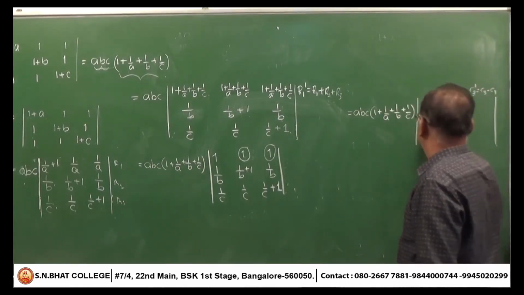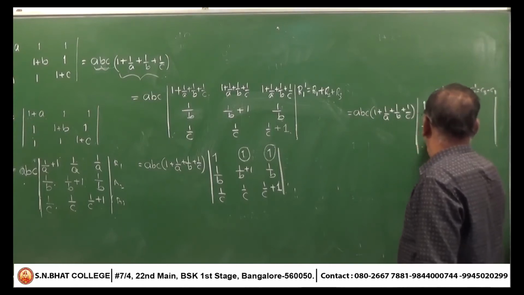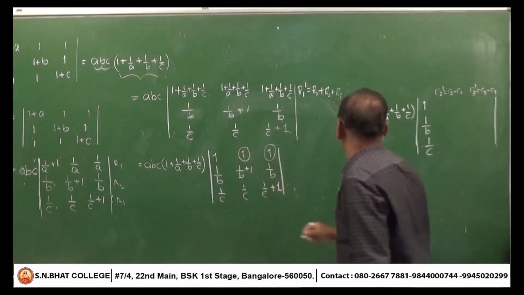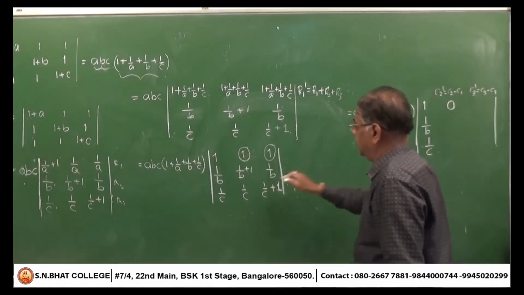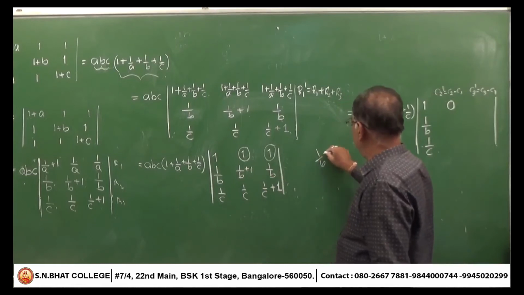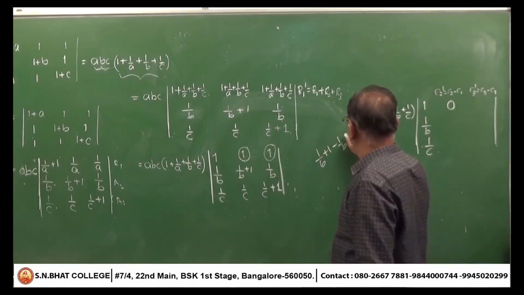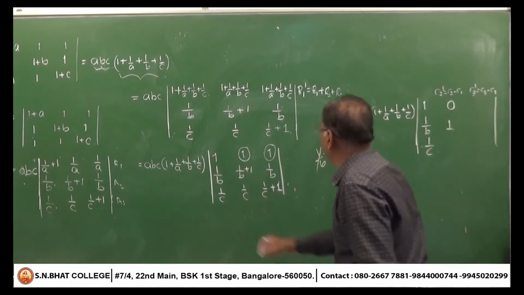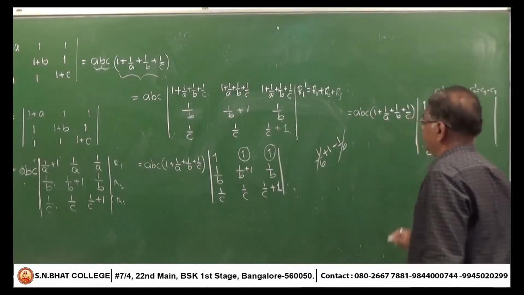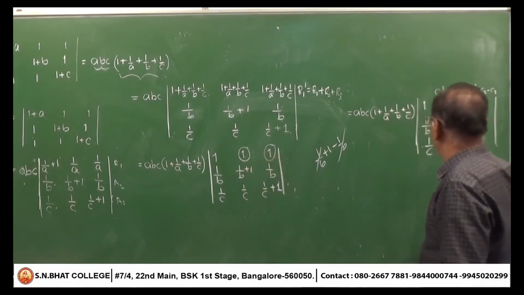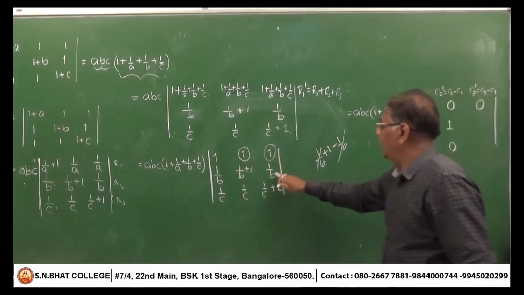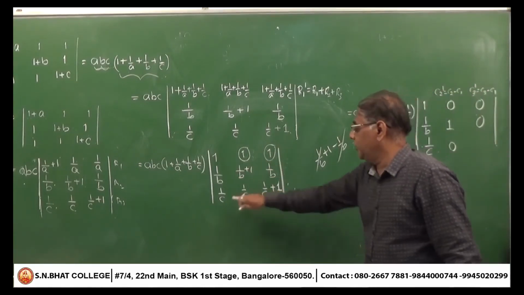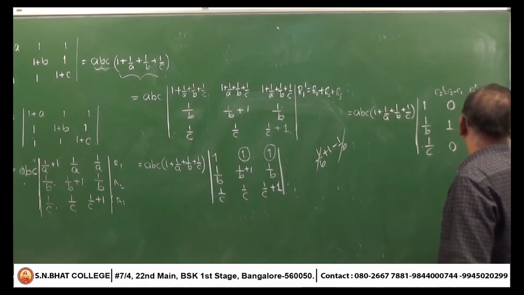Write the first column as it is: 1, 1 by B, 1 by C. C2 minus C1: 1 minus 1 is 0. 1 by B plus 1 minus 1 by B, these 2 get cancelled, 1. 1 by C minus 1 by C is 0. C3 minus C1: 1 minus 1 is 0. 1 by B minus 1 by B is 0. 1 by C plus 1 minus 1 by C is 1.